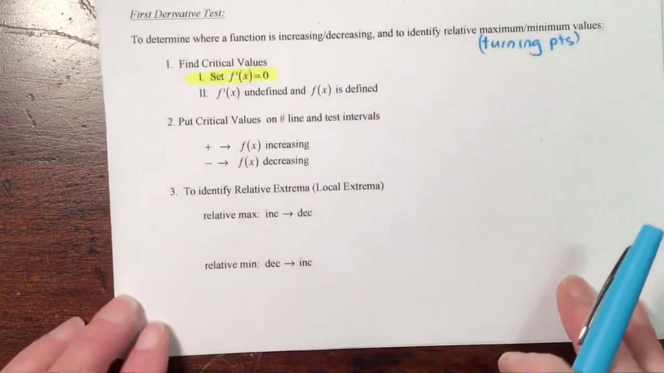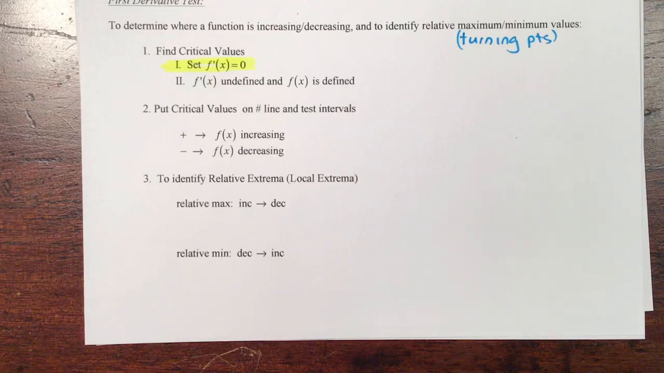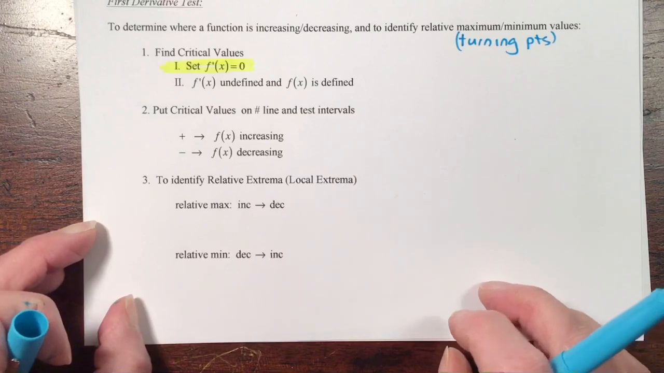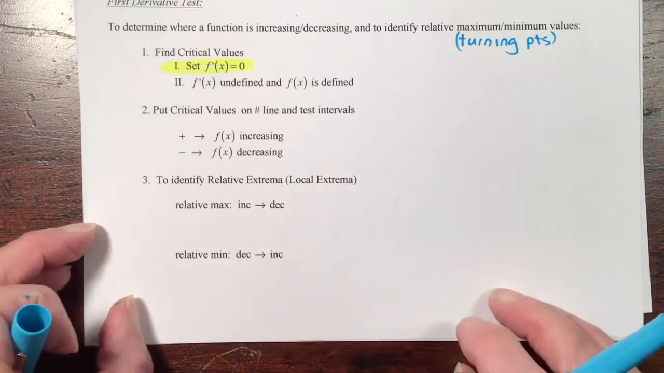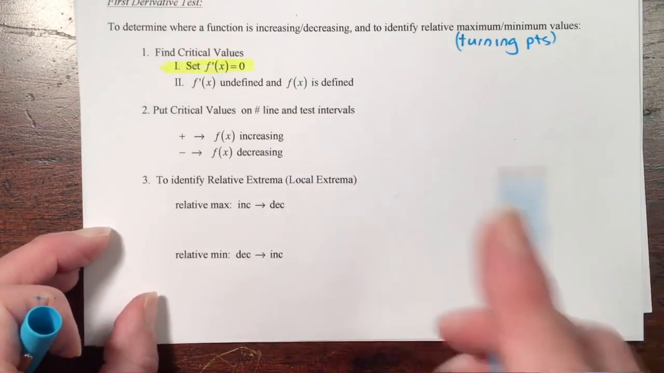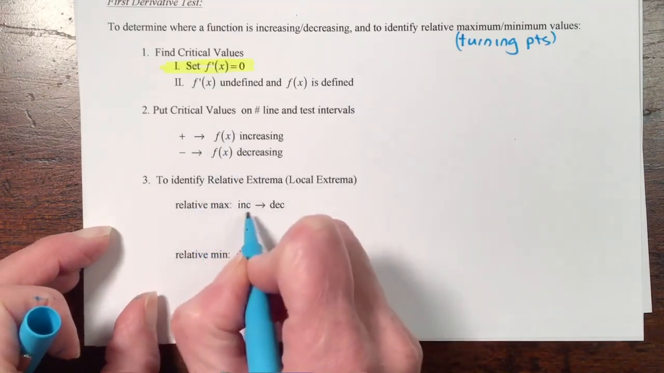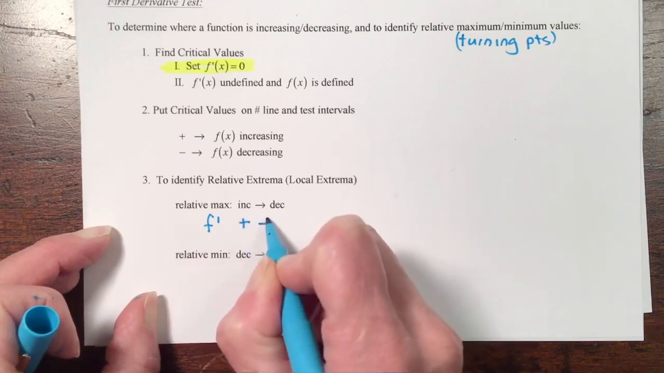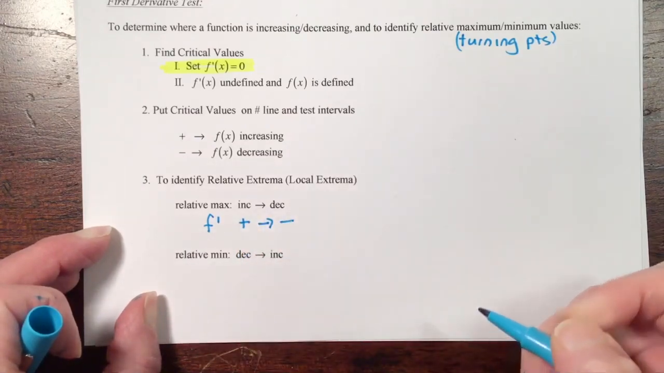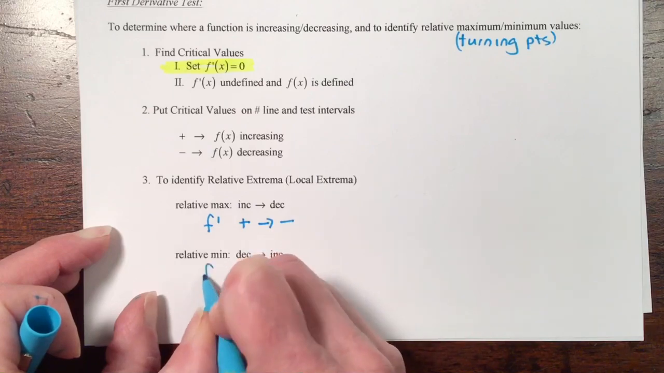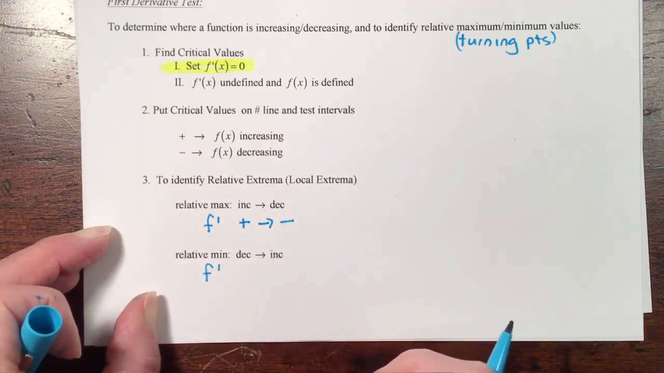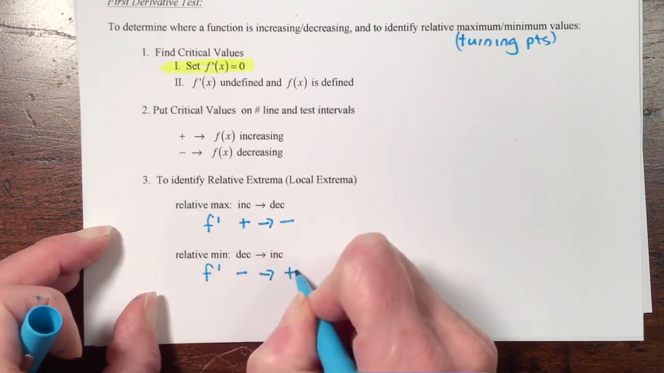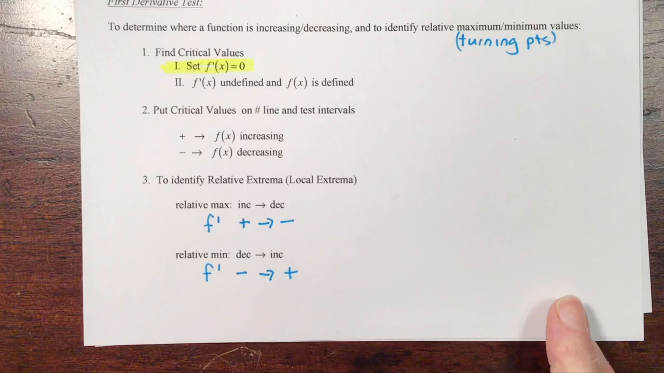And lastly, if we're asked to, we're going to identify any relative extrema. Okay, extrema means we're including both. We don't know which one we're looking for, so we're going to identify what we call relative maxes or relative mins. And if it's a relative max, the function will go from increasing to decreasing, or we will see a plus to minus on our number line. And if it's a min, our function goes from decreasing to increasing. In other words, we're looking for where our number line changes from negative to positive.